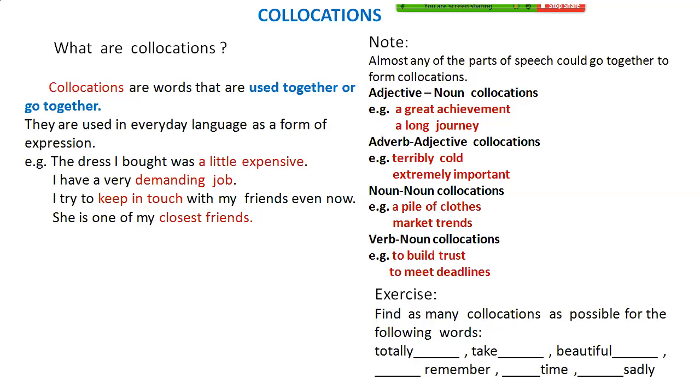Take the next example. She is one of my closest friends. Closest friends means good friends. But in order to express ourselves in a better manner, we use the term closest friends. These are all examples of collocations.